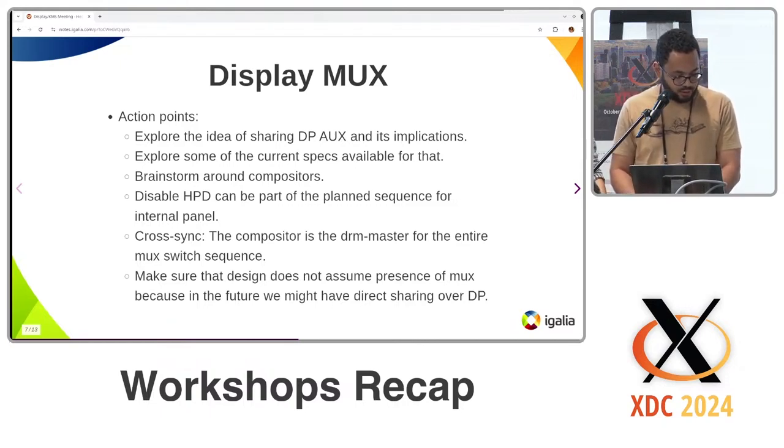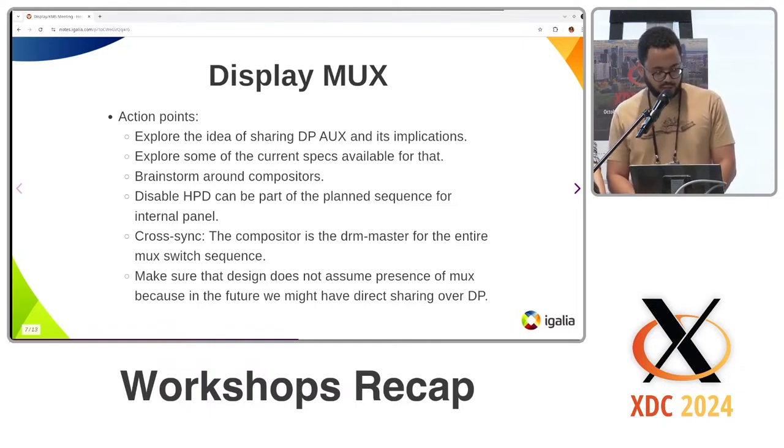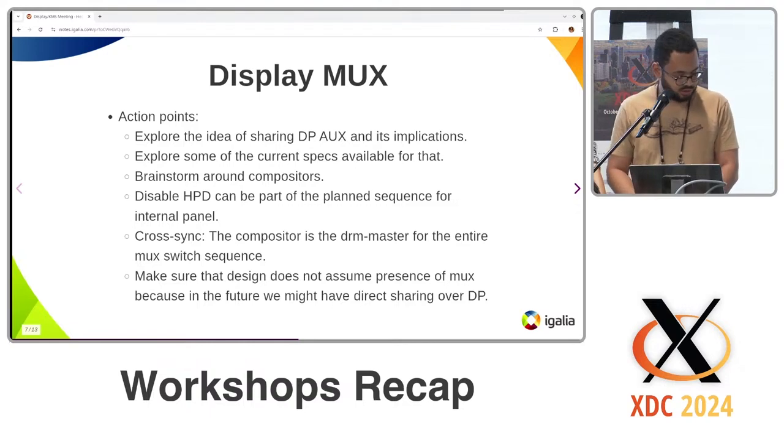We also had some brainstorm where we discussed having the compositor arm the mux switch via sysfs, send a mode set to the outgoing driver, then a mode set to the incoming driver. Sounds like a potential solution. We also had an overall agreement that disabling HPD can be part of the planned sequence for the initial panel. And finally, we had some questions and discussion about cross-sync, and we raised some questions such as the compositor being the DRM master for the entire mux switch sequence.